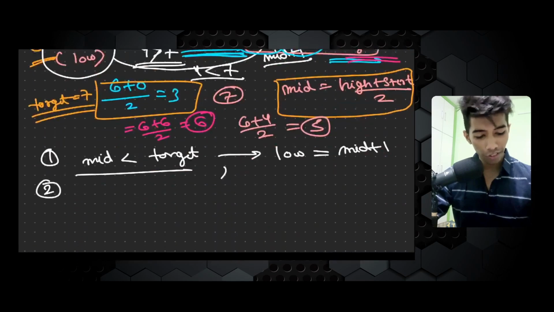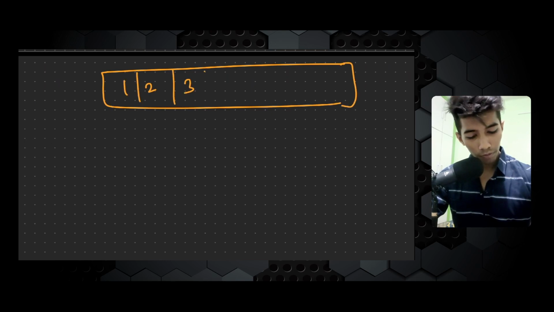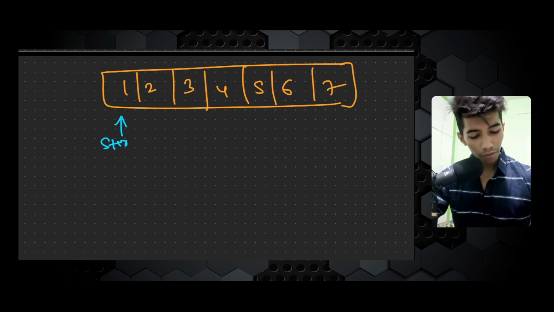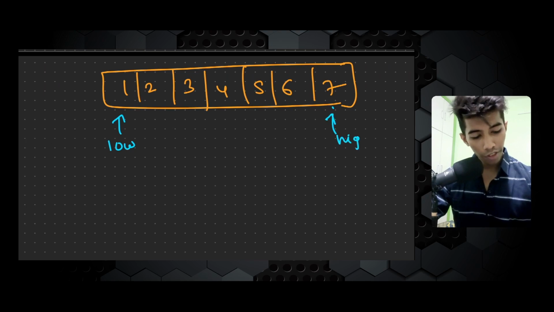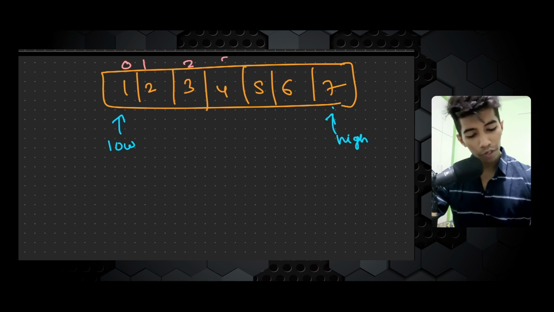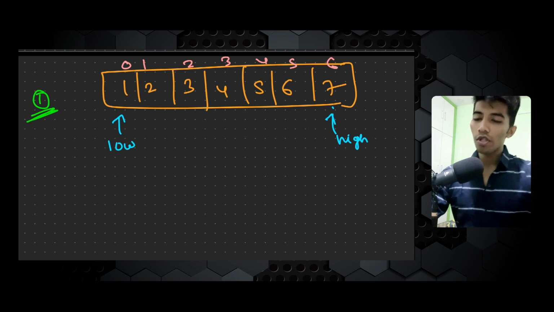Now let's take a case. This is your array. Your start is here, your end is here. Let me change the name so that you can remember it, because of this terminology: your low is here and your high is here. Talking about the indexes, they are 0, 1, 2, 3, 4, 5 and 6. Now if I want to search 1 in this array, how can I do it?